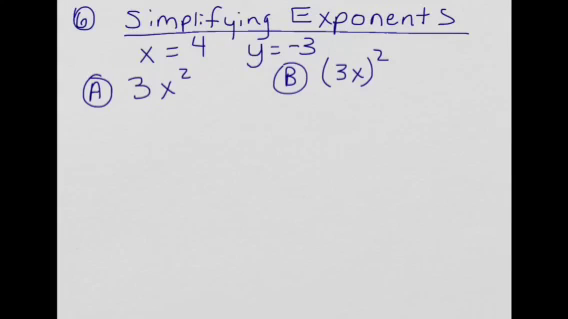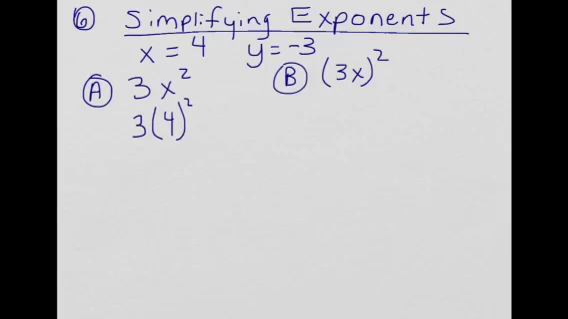Alright, we're going to continue filling out our yellow MTT. This is going to be box 6. We're going to be looking at solving with exponents and then simplifying. So the first problem is 3x squared. You're going to go ahead and substitute in the 4 for the x, and then we're going to follow PEMDAS.